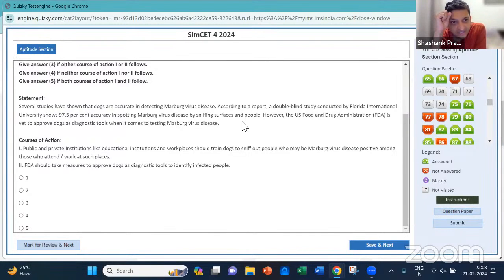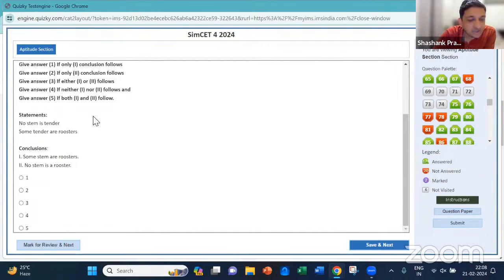Okay. FDA should take money to approve dogs as diagnostic tools to identify infected people. Should train dogs to sniff out people who may be Marburg virus disease positive among those who attend or work at such places. But why work education in workplace? We'll do it everywhere. Let's see. I don't know. I'll go for both. Can't think much. 3 minutes to go. Okay.